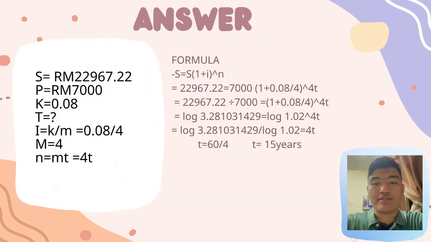In order to find t, which is the year, we use the formula S equals P(1 plus i) with the power of n. So 22,967.22 equals 7,000(1 plus 0.08 over 4) with the power of 4 times t. In order to find t, we use the conversion method.